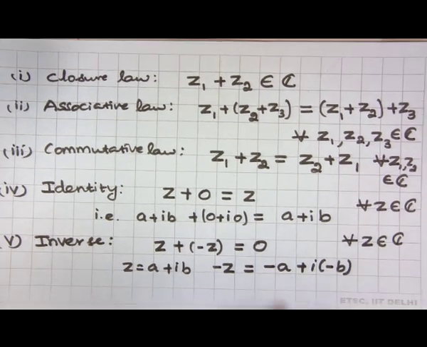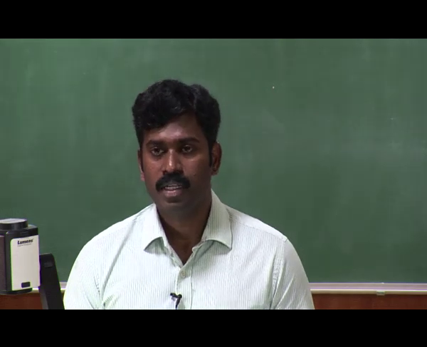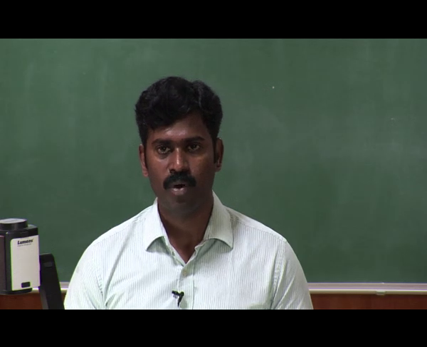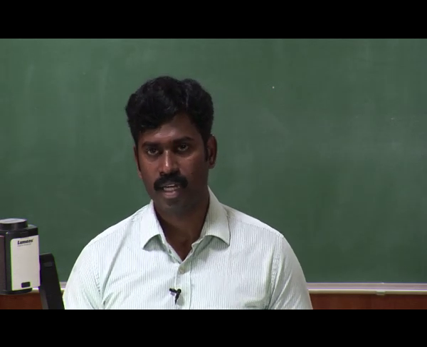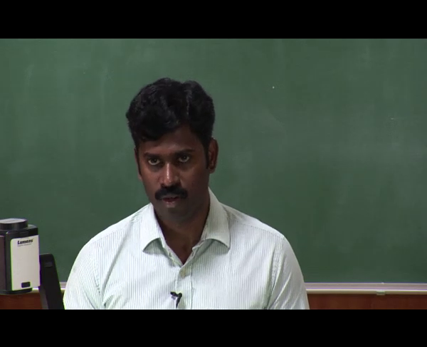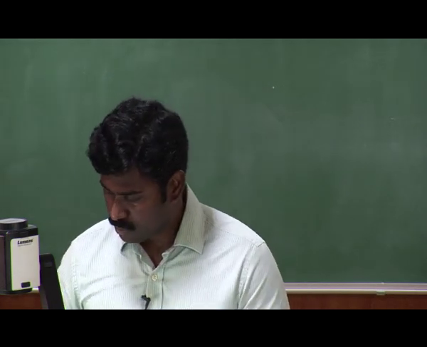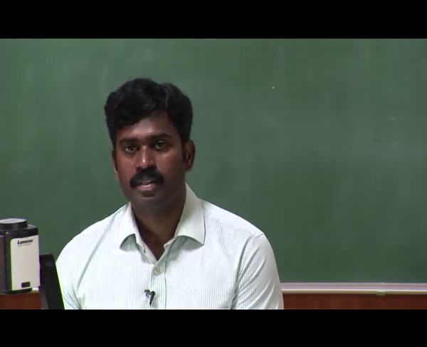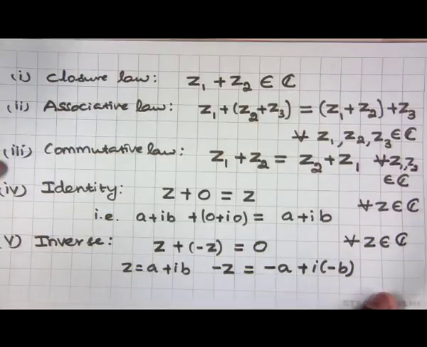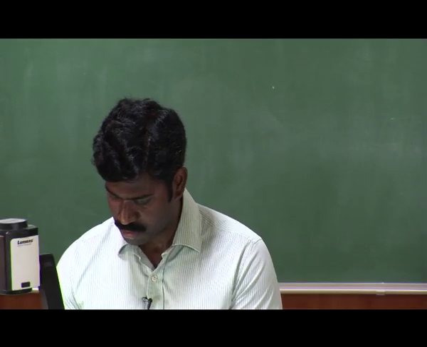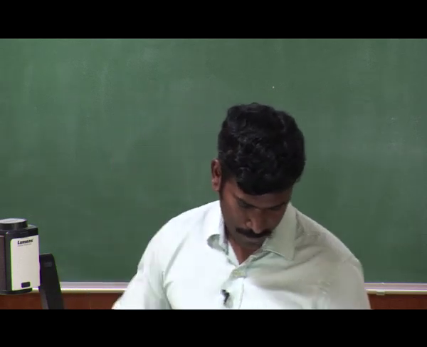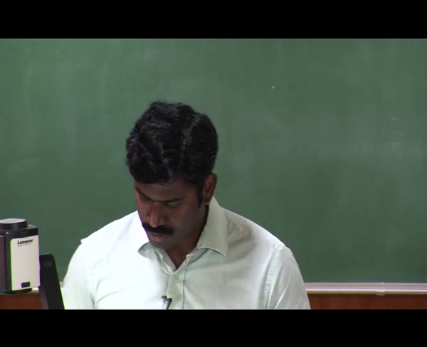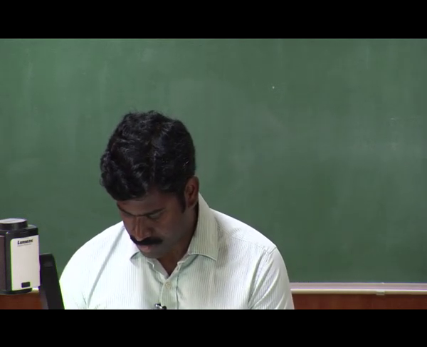Let me again repeat: we introduce the addition operation in the set of complex numbers, and then one can verify that it satisfies these 5 laws. Once it satisfies these 5 laws, it is called a commutative group with respect to this plus operation.